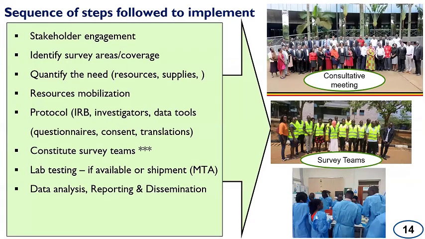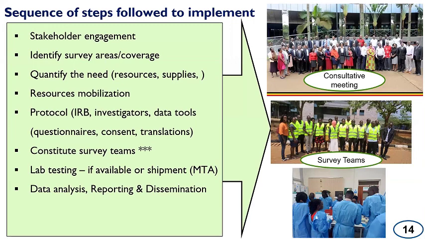So I wanted to share this sequence of steps that we followed in implementing our HRP2 surveys, and this is important for those countries that are planning to conduct surveys. It is important to engage stakeholders, especially at national level, so that all of you get the same level of understanding. It is important to identify survey areas and the coverage, the areas that are going to be covered by these surveys. And mostly these are areas where field concerns of false negative RDTs are coming from. So you have to prioritize these and position sites there.